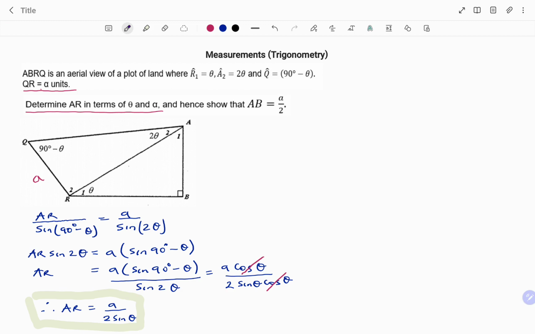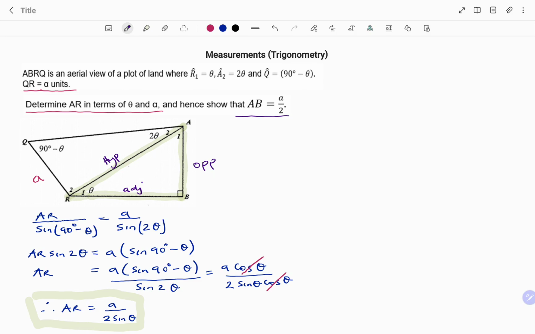For the next step, we have to show that the line AB equals a over 2. To do that, we're going to use the right angle triangle ABR. I'm going to highlight that as shown. Because it's a right angle triangle, using our trigonometric ratios, we need to determine the trig ratios to use. The line AB facing your theta is our opposite. The longest side is our hypotenuse, and the last side is our adjacent.